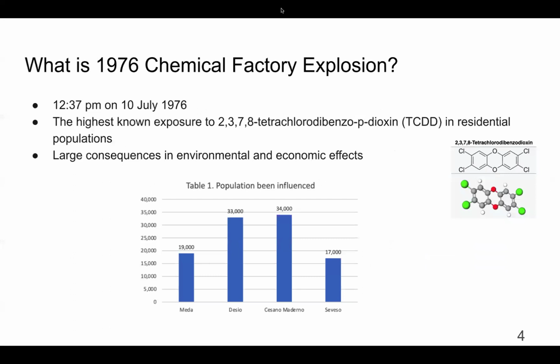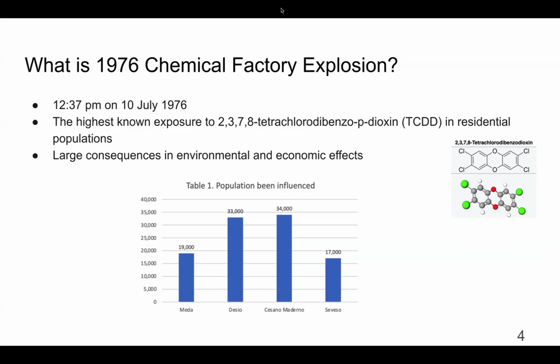On July 10, 1976, a small chemical manufacturing plant in Seveso, Italy, released a toxic cloud containing a high concentration of TCDD, a type of dioxin. This incident became one of the best-known cases of industrial accidents affecting residential areas.